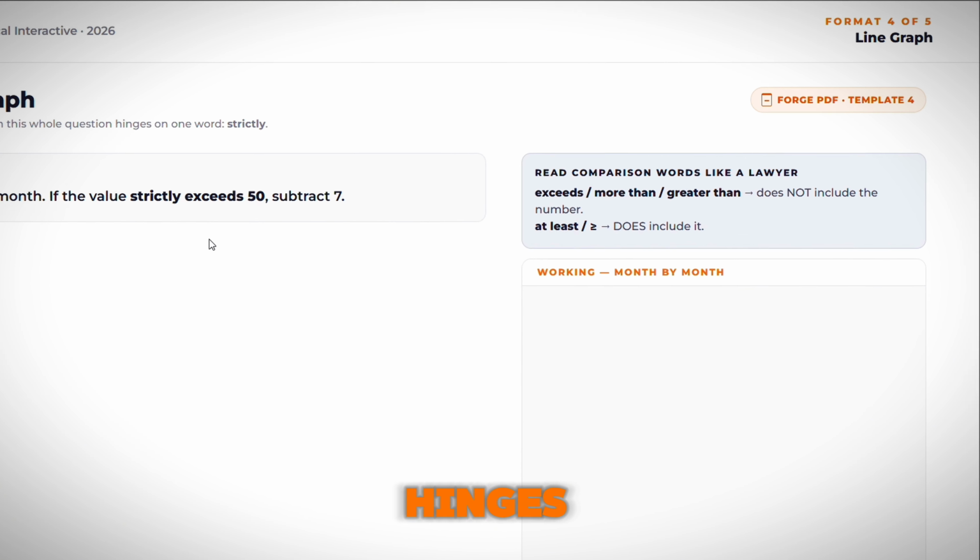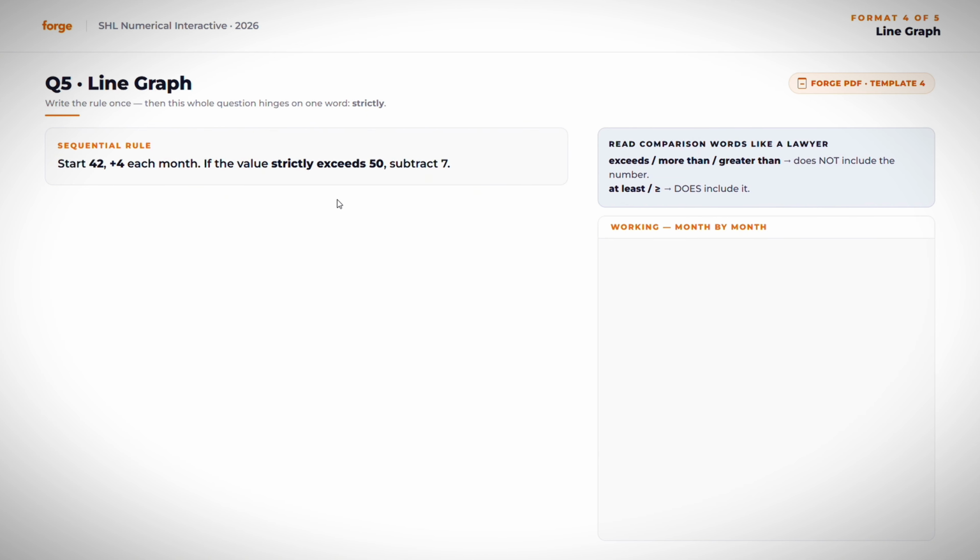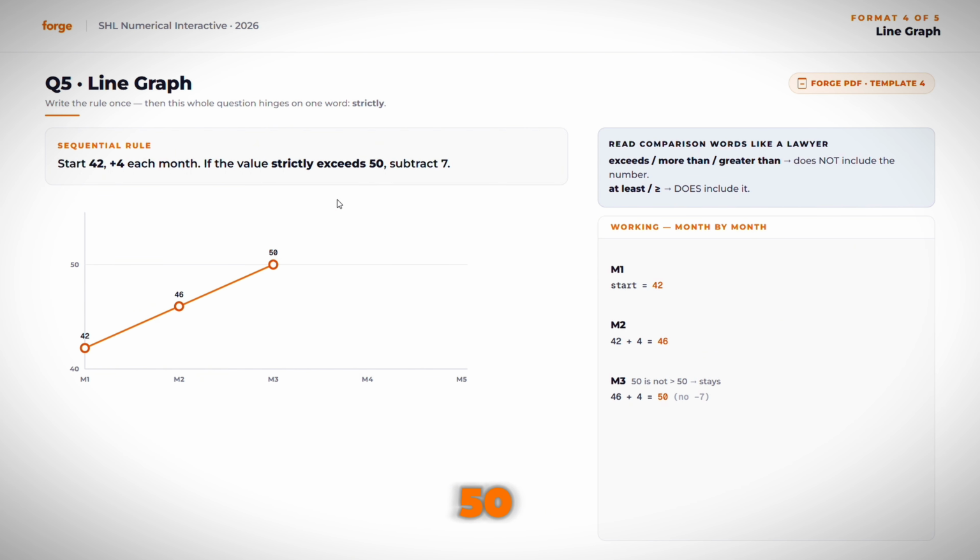Now the whole question hinges on the word strictly. Remember to be like a lawyer when looking at this stuff. In month 1, it's 42. In month 2, 46. Month 3, 50. Now, is 50 strictly more than 50? No. A number can never exceed itself. So it stays. Month 4 is 54, and that is over 50. So 54 minus 7 is 47.